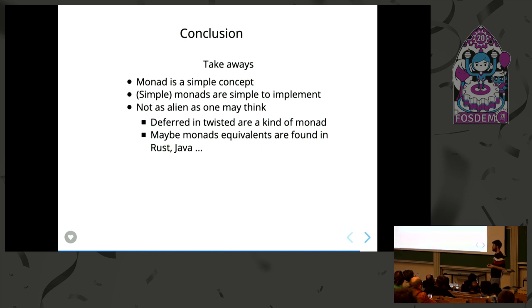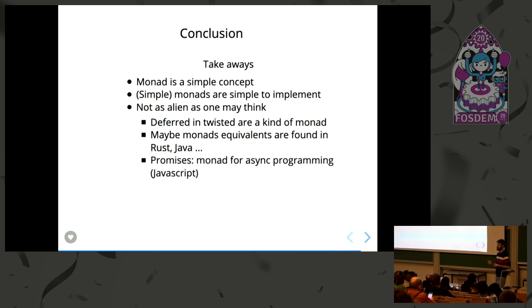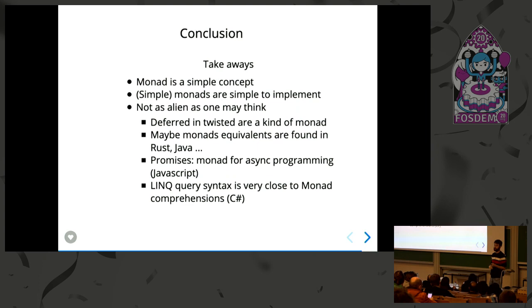There are some maybe monad equivalents which are found in other mainstream languages such as Rust, Java. Promises are a kind of monad in JavaScript. The LINQ query syntax is very close to monad comprehension in C sharp.